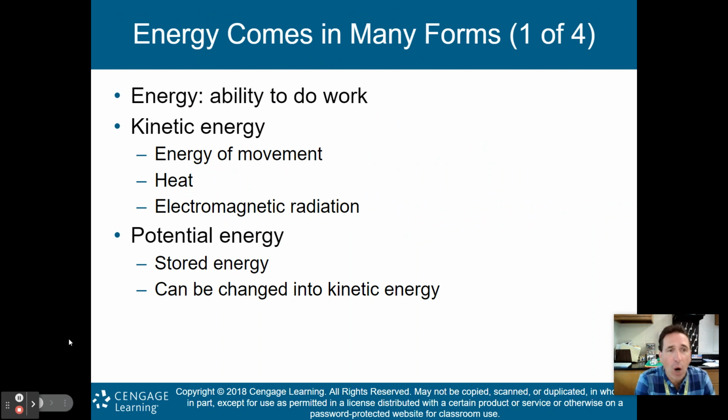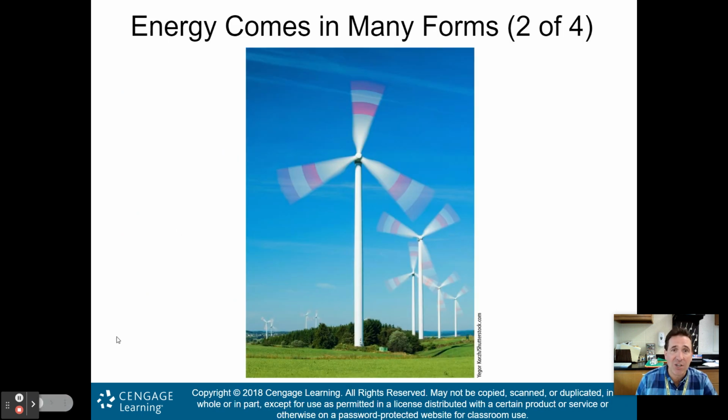Energy can come in many forms. So again, what is energy? Energy is the ability to do work. We have kinetic energy, which is energy of movement, heat energy, or electromagnetic radiation, right? All of that is kind of kinetic energy. And then we have what's known as potential energy. This is stored energy, and that potential energy can be changed into kinetic energy. So what are we looking at here? We're looking at windmills, right? What do windmills do? Windmills take the kinetic energy of the wind, energy in motion, the wind is in motion, and it turns that kinetic energy into electrical energy. It's still energy. We haven't gotten rid of any of the energy.